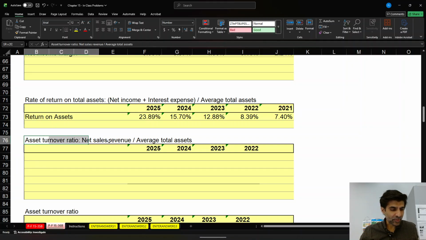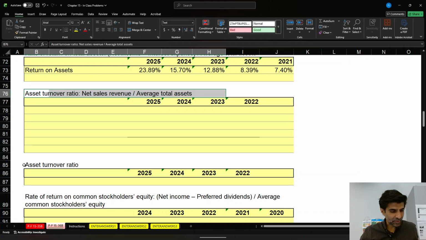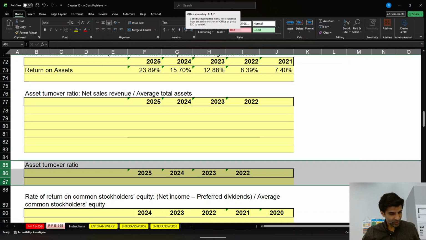So let's just do this last one. Or I think these two are repeats. So let's just delete that.